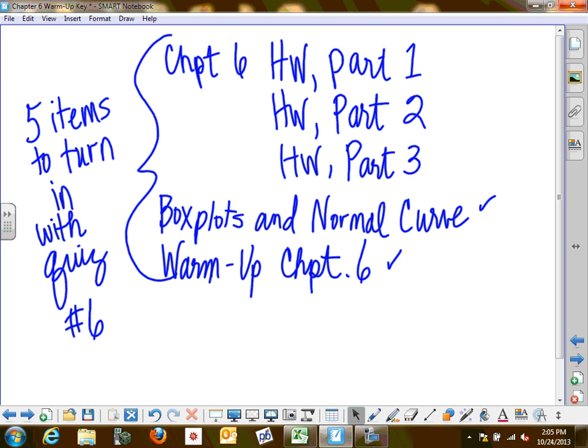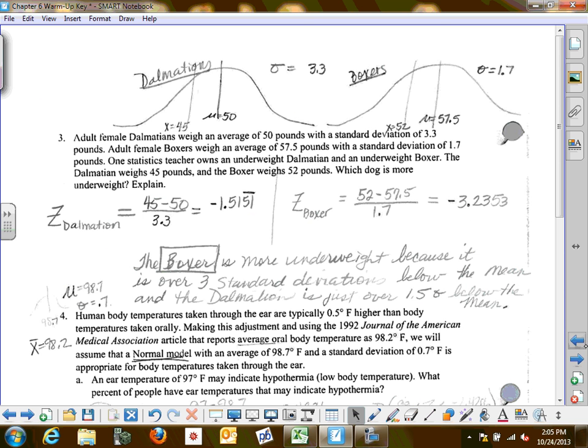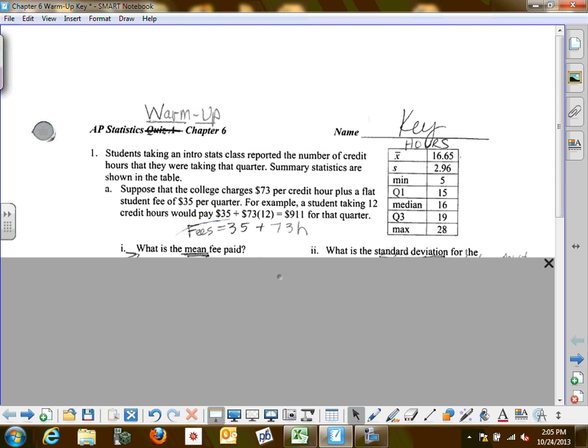Okay, so make sure that you guys have these 5 items. They do not have to be in that order, but those are the 5 items that you've been getting out that you're going to turn in with your warm up. Okay, sorry, with your quiz, you're turning it in.